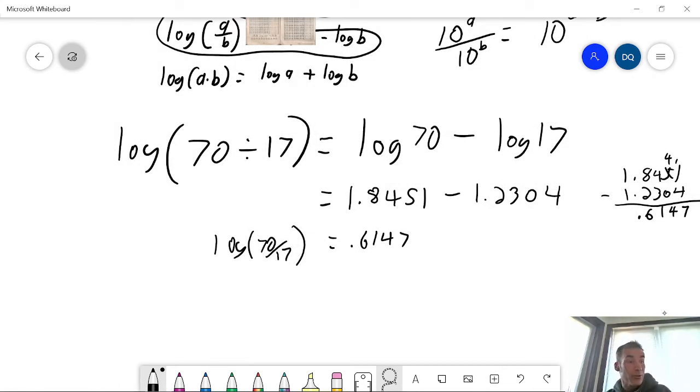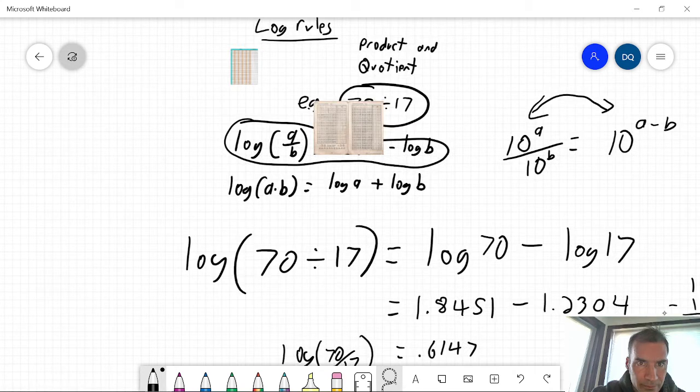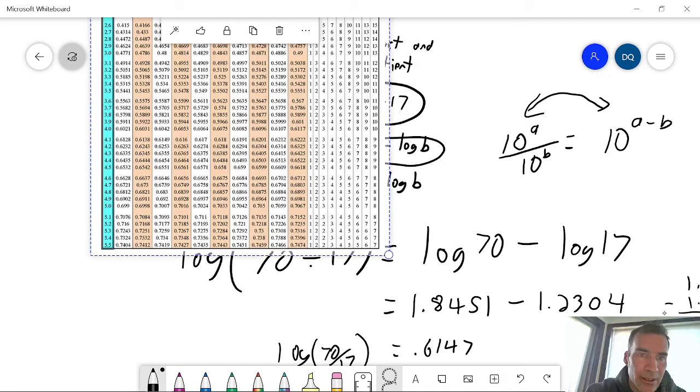And I'm just going to grab my charger before my computer dies on me here. So now I have the log of 70 over 17 is 0.6147. So 70 divided by 17, I'm just going to have to figure out what has a log of 0.6147. So I've got this table here. I'm going to look for the number closest to 0.6147.